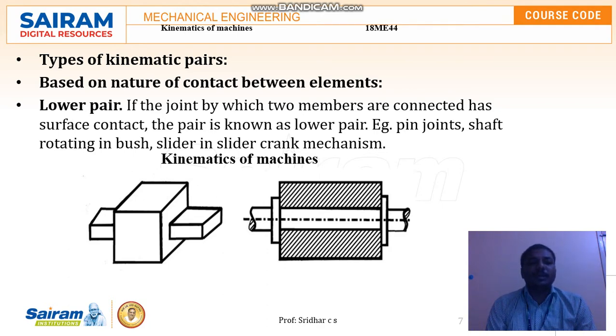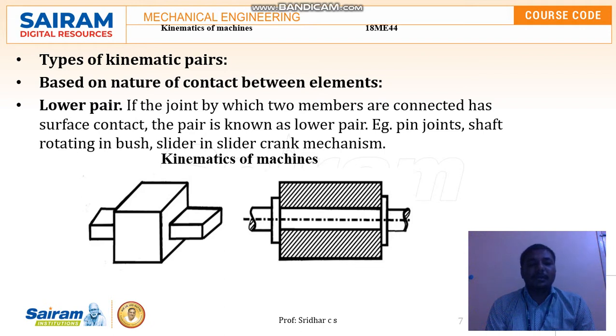A lower pair is a joint by which two members are connected having surface contact. That pair is known as a lower pair. For example, pin joints, shafts rotating in a bush, and the slider in a slider crank mechanism are some of the examples. To identify a lower pair: if the two members are connected with only surface contact between the elements, that pair we call a lower pair.